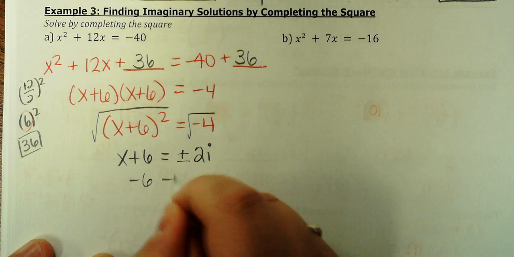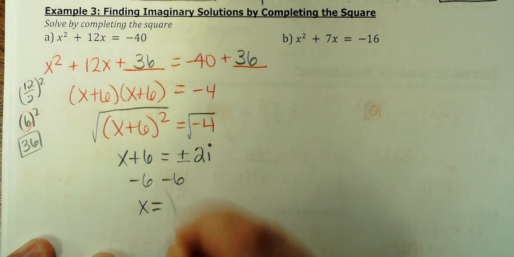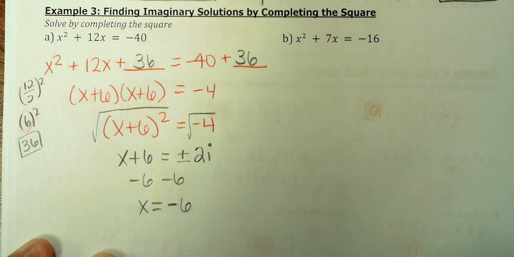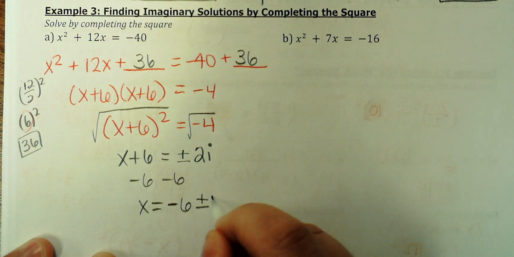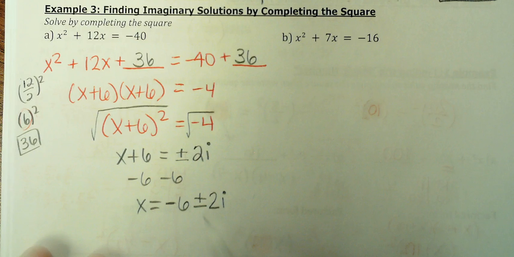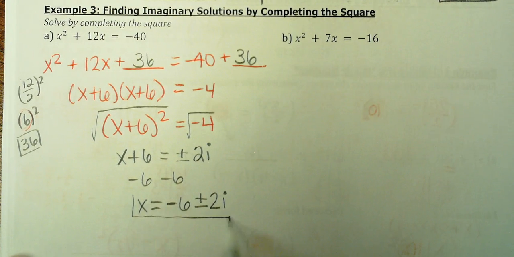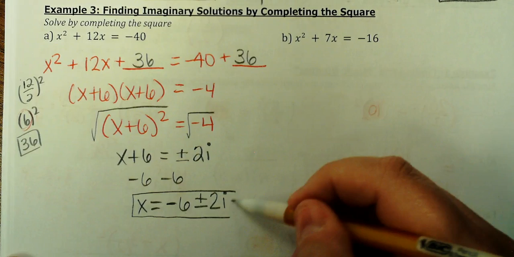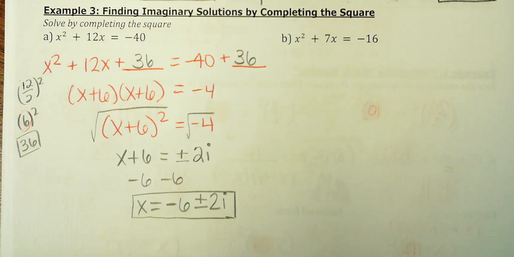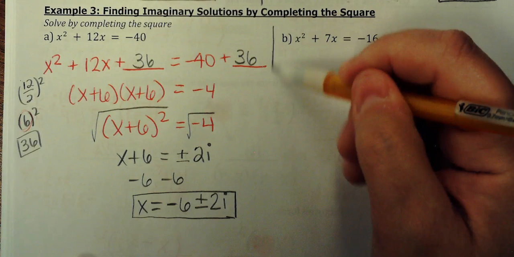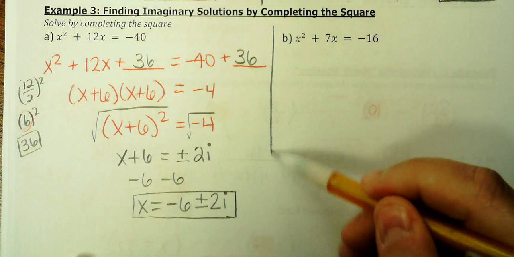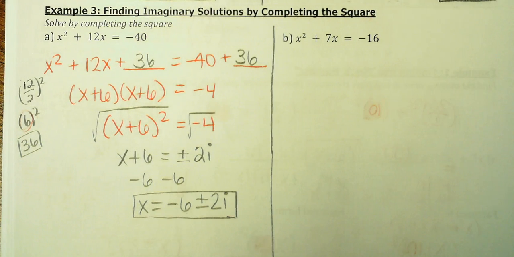And I want to get the x totally alone here. Now, this negative 6 is a real number, so I can't actually combine it with the 2i because it's got an i and this doesn't. So your answer is going to look something like this, negative 6 plus or minus 2i, and it's actually two answers because it's negative 6 plus 2i, negative 6 minus 2i.